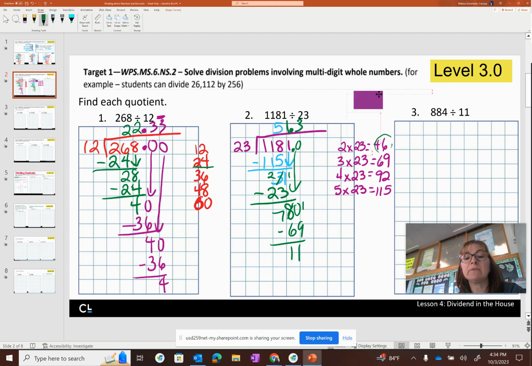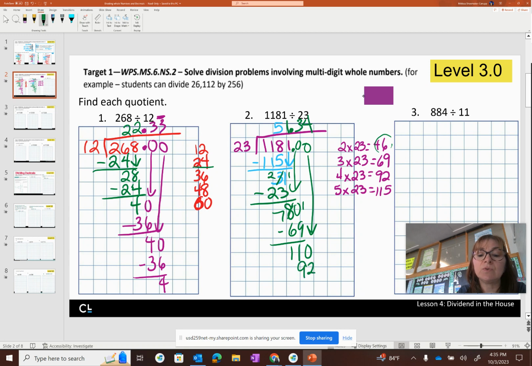I subtract and get 11. 0, 110. That would have to be the 4 for the 92. See how it just keeps going? You just keep repeating, repeating, repeating.